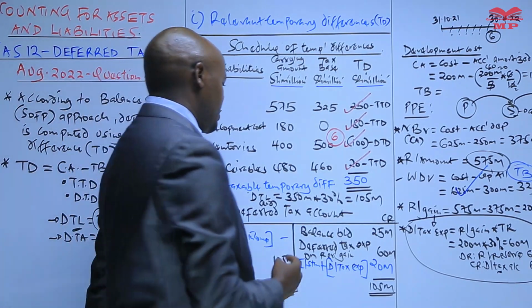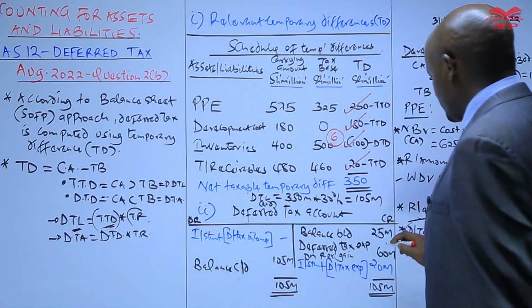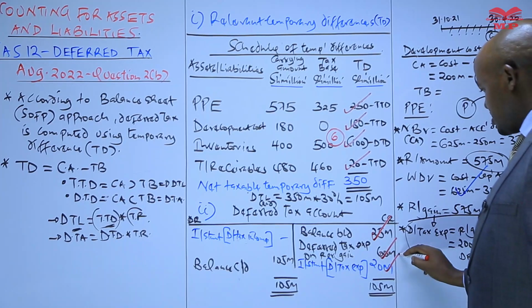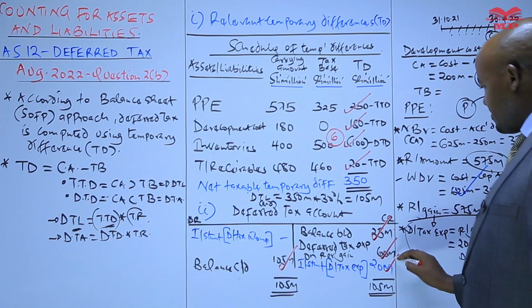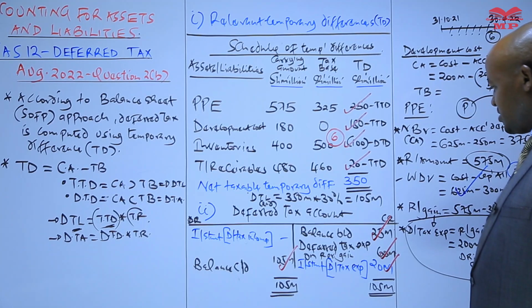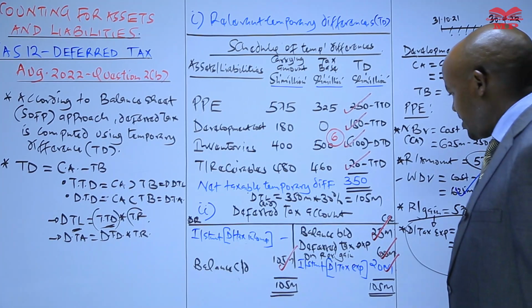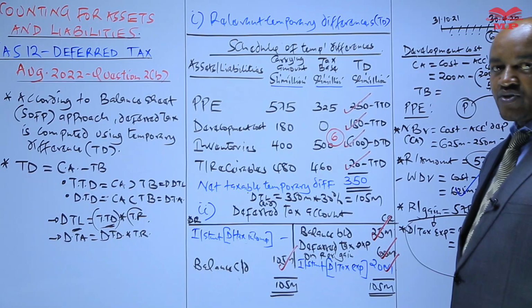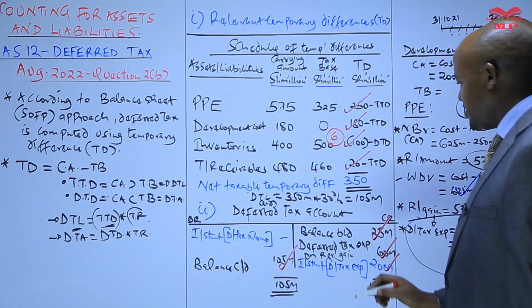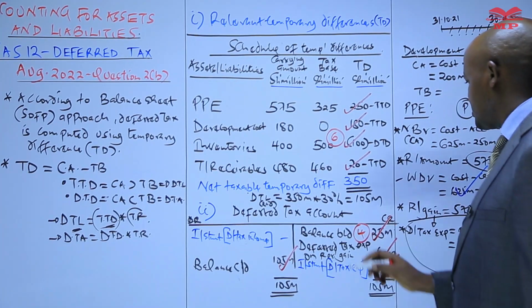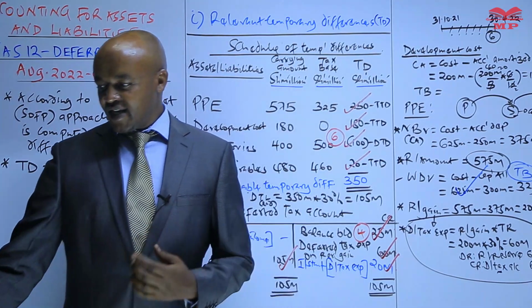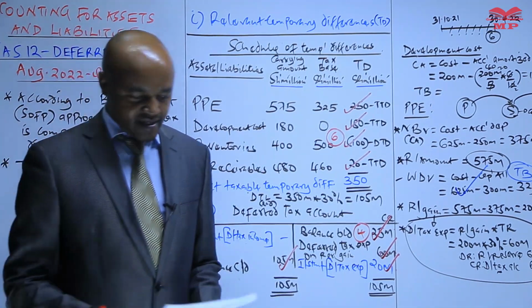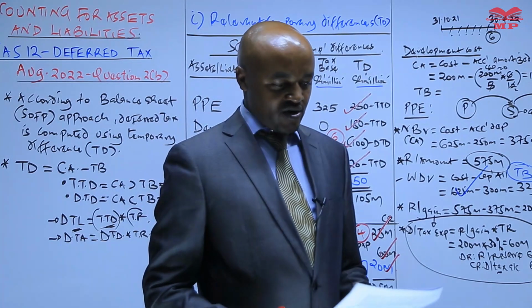The marks allocated here were 4 marks. The items which were marked are those 4 items: the opening balance, the deferred tax expense on revaluation gain, the amount of deferred tax expense to be taken to the income statement, and this figure. So a candidate in that case was supposed to get 4 marks. Basically that is what was required as far as that illustration is concerned.